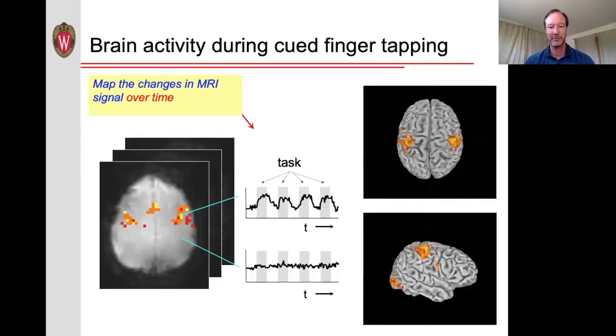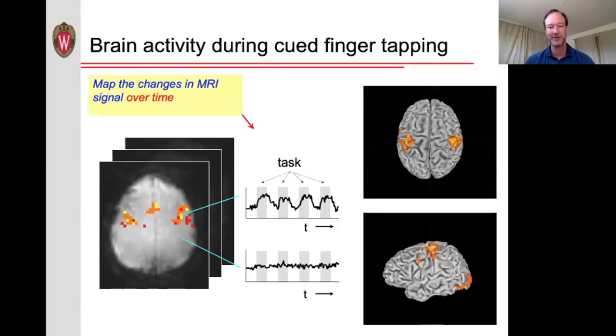So in this example, we have the person tapping the fingers on the left and right hand at the same time. And in this case, in particular, they were resting for 20 seconds, then tapping their fingers for 20 seconds, resting for 20 seconds, and so on. And then we look for where does the signal change in this pattern, that is increasing when we have them perform the task and decreasing in the intervening time periods. And then we can indicate those areas with color. And as you can see here, the areas in the motor cortex showing this characteristic signal change matching our task, and areas outside of that not showing those signal changes.